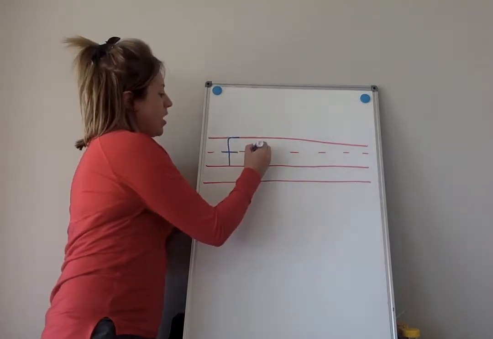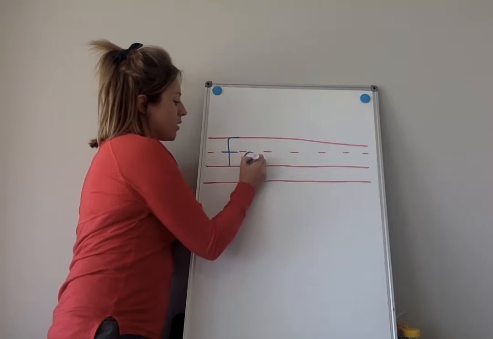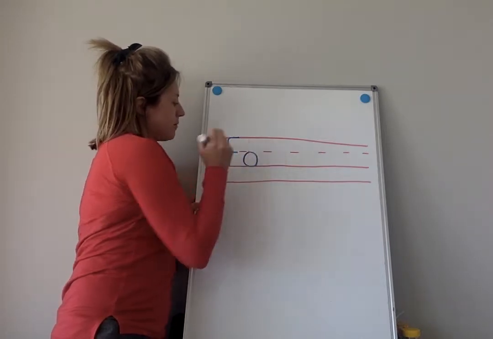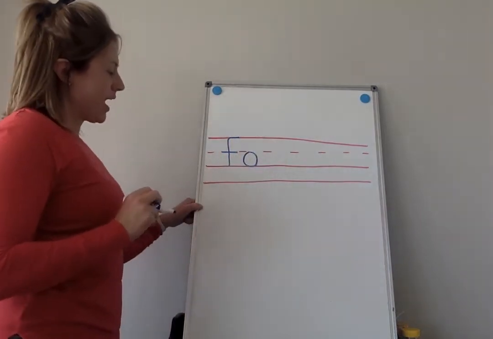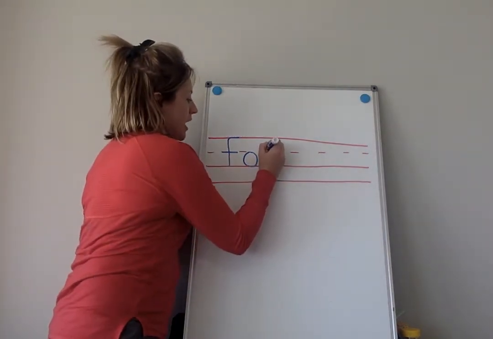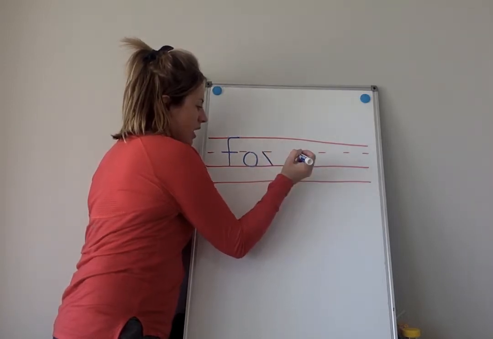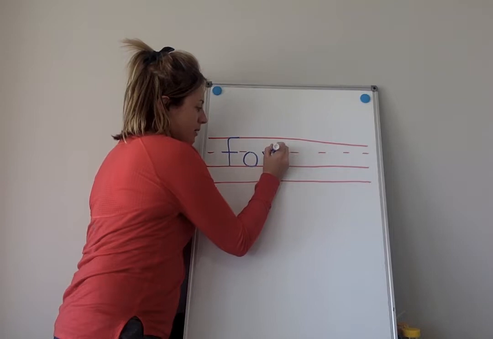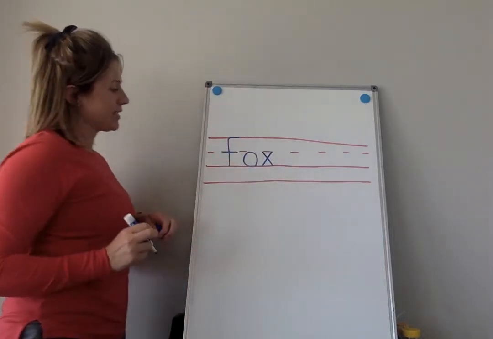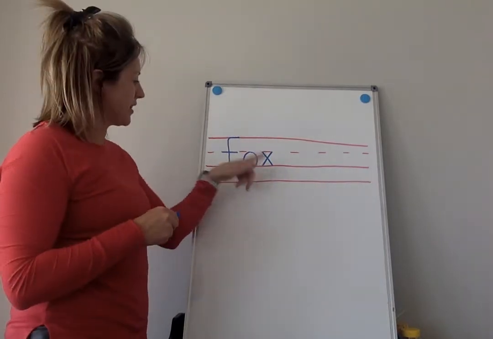Ox. Okay, O is the plane line round letter. You start on the plane line, pull back, go around, touch the grass line, and back up to the plane line. And then the last sound, X, start on the plane line, slide to the grass line, pick your pencil up, start on the plane line, slide back on the grass line, X, fox.